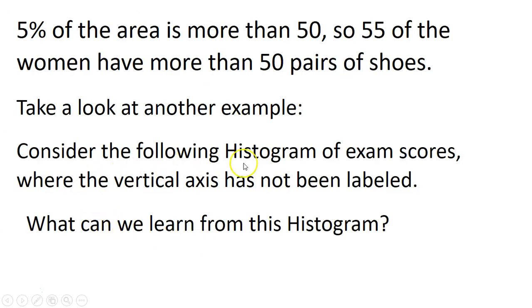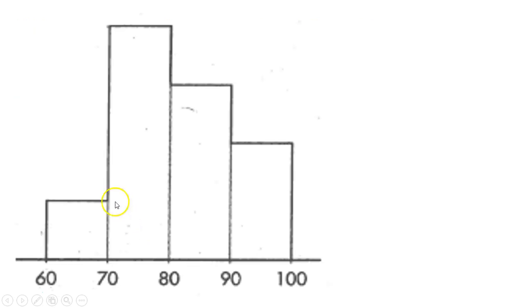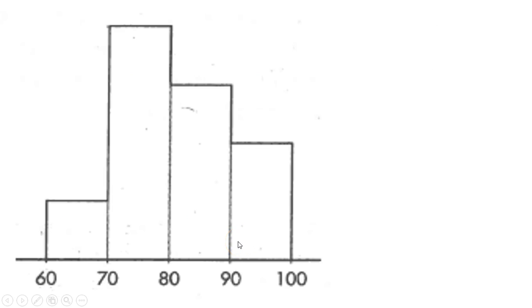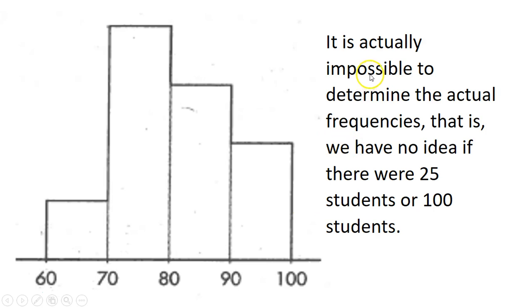But it says, consider the following histogram of those exam scores where the vertical axis has not been labeled. So I don't even know. Nothing there, right? No vertical axis. Don't even know. What can we learn from this? So people look at this and say, well, I don't see there's anything I can learn from this, right? And it is actually impossible to determine the actual frequency, meaning I can't tell you the number.